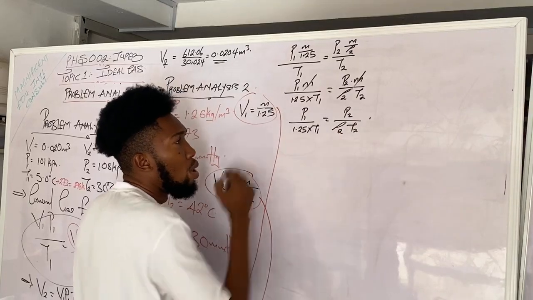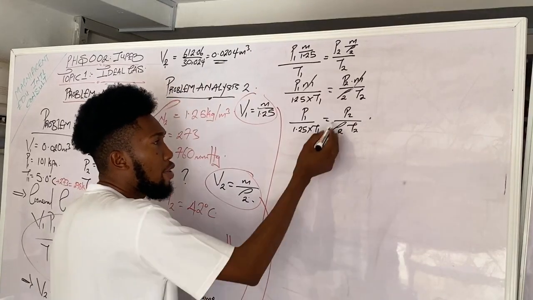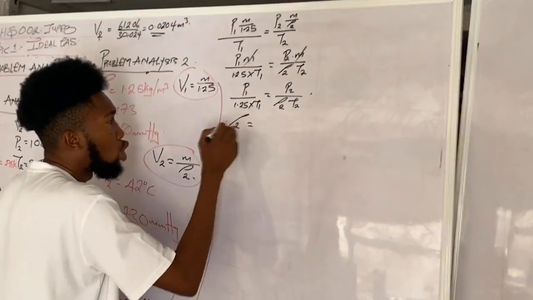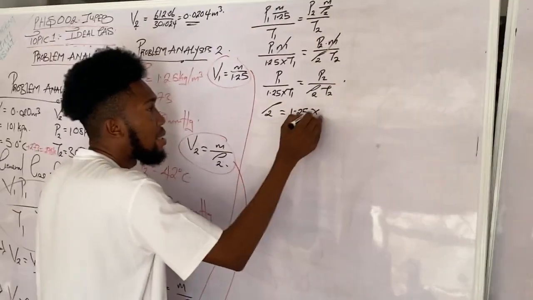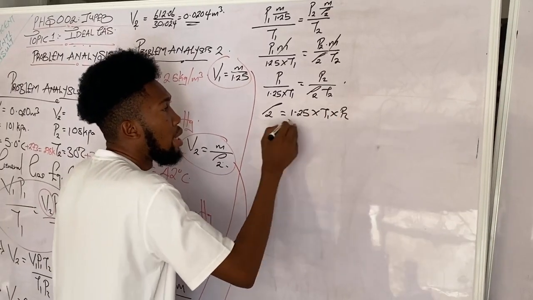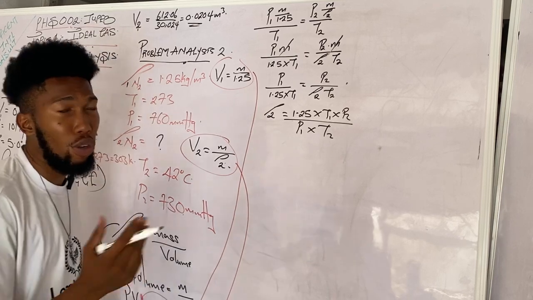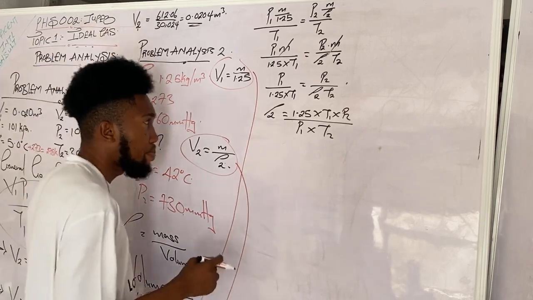What are we looking for? We are looking for real 2. Make real 2, that is the second density, the subject of formula. What do we have? This will now be equal to 1.25 times T1 times P2 divided by P1 times T2. It's basic, is your normal cross multiplication and then dividing both sides.